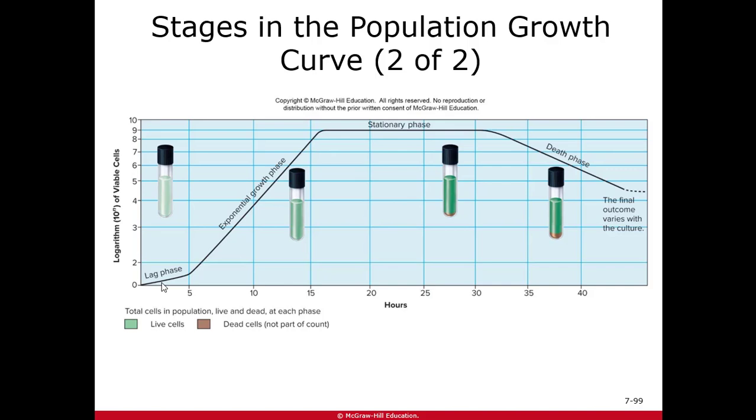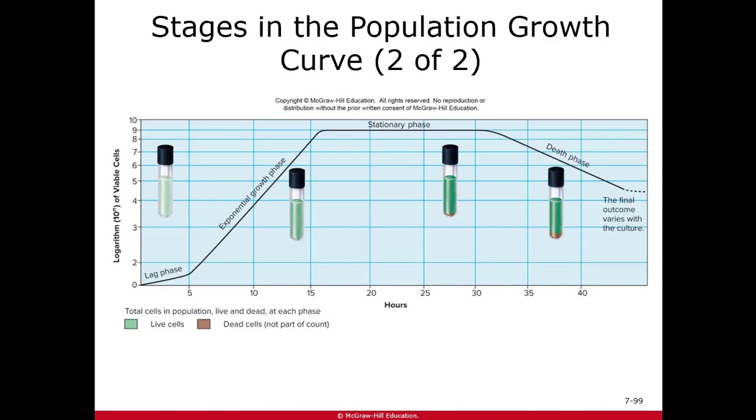Then after a while, they're going to start to have less food available, and they've got lots of waste products around. And so they're going to be still growing, but you have the same number growing as you have the same number of organisms dying. And so we have what's known as the stationary phase. And then you have the death phase, where you have more organisms dying than growing. There's still some growing, but you have more dying than are growing.